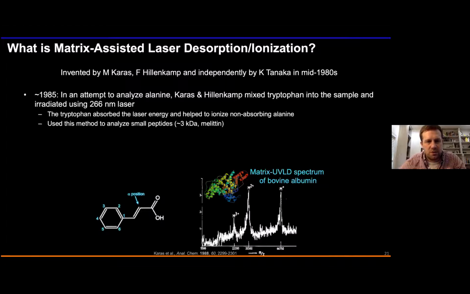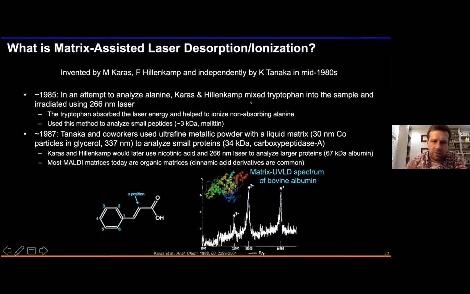And the way this worked is the tryptophan actually absorbed the laser energy and helped to transfer that energy to alanine. So alanine did not absorb 266 nanometer laser energy, but the tryptophan kind of acted like a matrix. And so that's where this term matrix comes from. The tryptophan absorbed the energy and gave it to alanine. And they used this method to analyze small peptides. At first, they were looking at things like melittin.